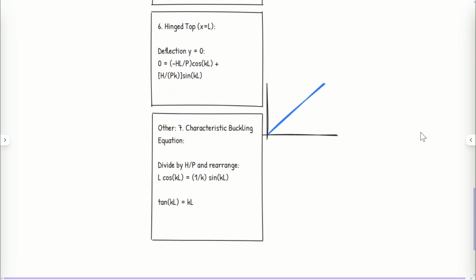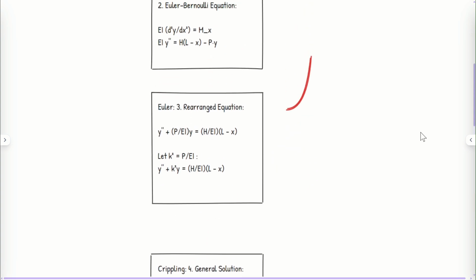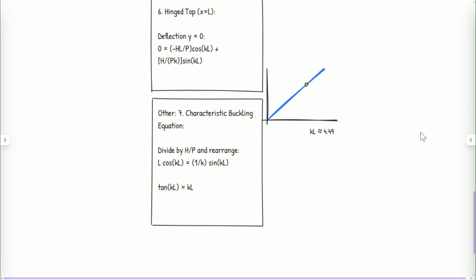This is a transcendental equation, which we can solve graphically by plotting y equals x and finding where it intersects the curve of y equals tan x. The first non-zero intersection point occurs at approximately 4.4934 radians.